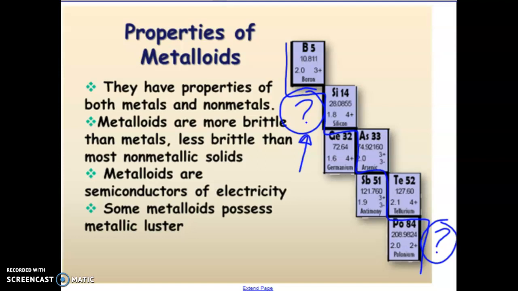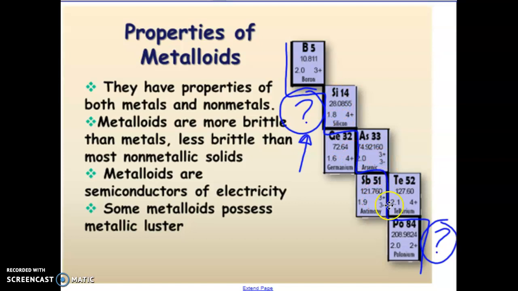Okay, so for example, metals in general are very strong. Non-metals tend to be brittle. So metalloids are actually kind of in between. They're a little bit more brittle than a metal, but less brittle than a nonmetal.